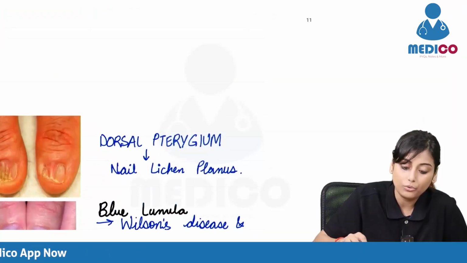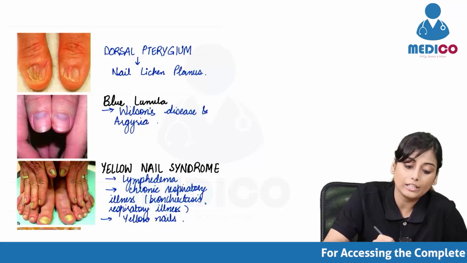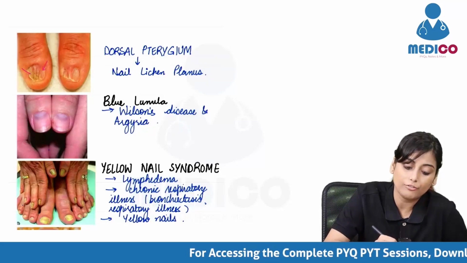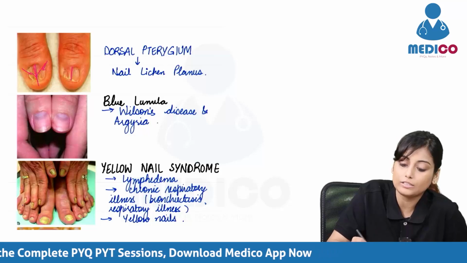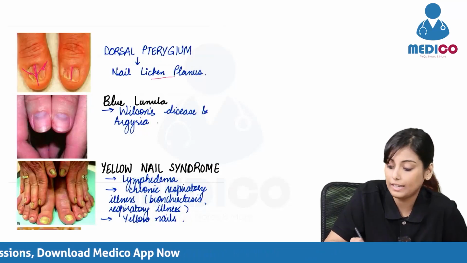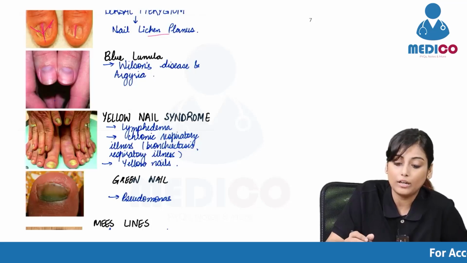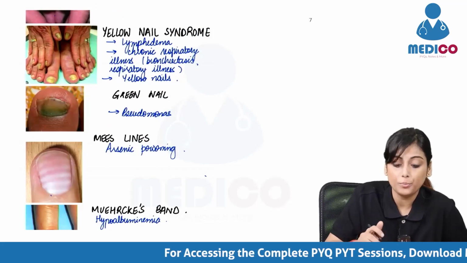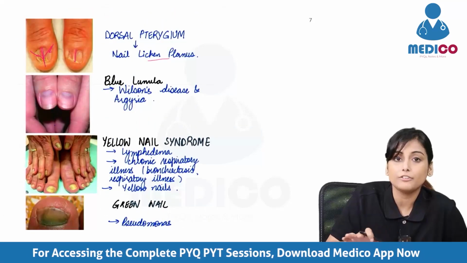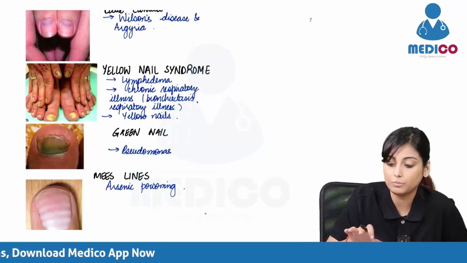Now, other things that you have to know in nails: there is something called a dorsal pterygium. It's like the two lateral nail folds are trying to merge in the middle, and that splits the nail into two. That is called a dorsal pterygium. We see that in nail lichen planus. Then you can see blue lunula in Wilson's disease and argyria. Yellow nail syndrome. See, derma is a very visual branch. Even if you remember the images and where you see them, that should be enough.